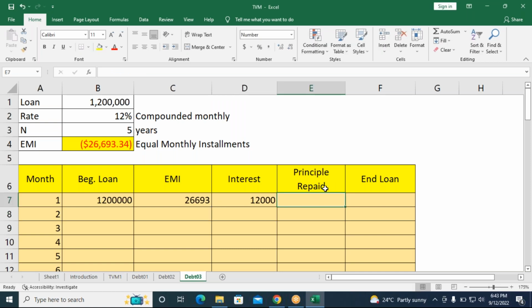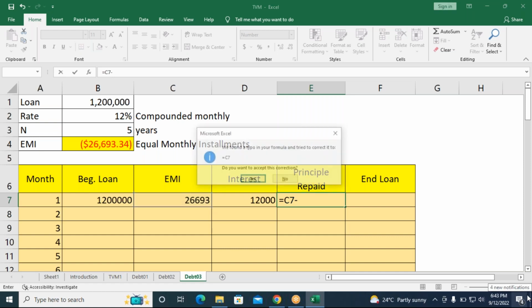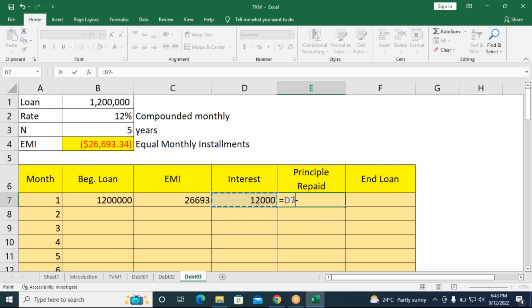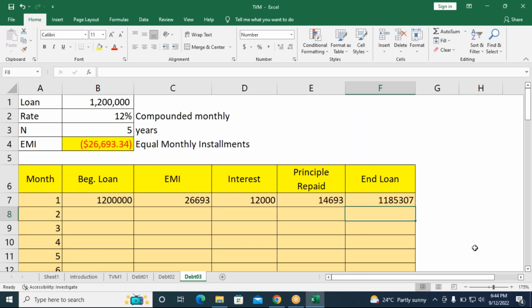So now I wanted to check for my principal amount. What is the principal amount I have paid? So EMI minus interest. So that is equal to EMI minus the interest amount. So this is my principal amount what I am paying. End loan is equal to the beginning loan minus the principal amount what I have paid. So that will be this.